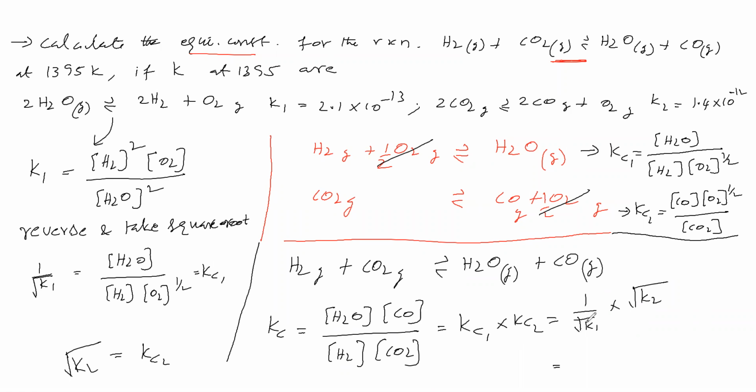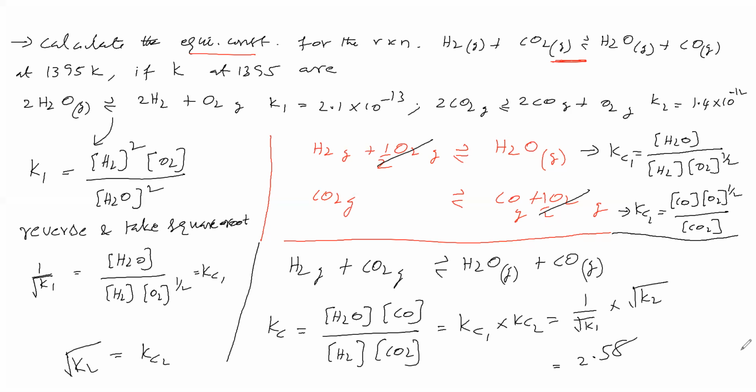Therefore, Kc1 is 1 by square root of K1, Kc2 is square root of K2. Therefore, the equilibrium constant is equal to square root of K2 by K1. So we substitute the K2 value and K1 value, and we get the equilibrium constant. So we got the equilibrium constant for this equation.